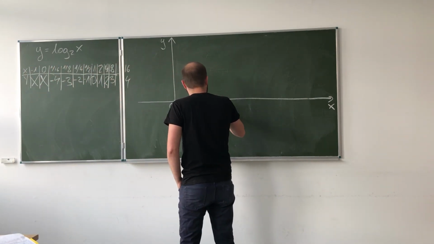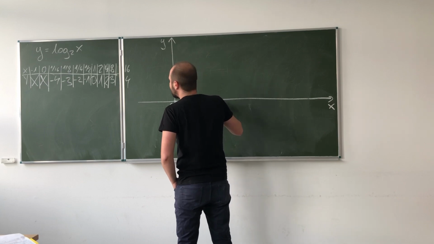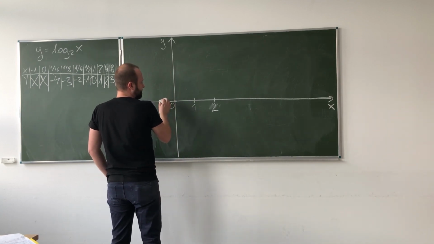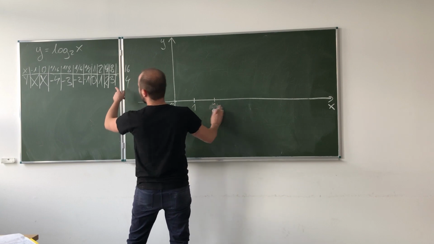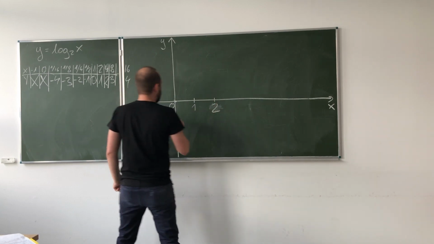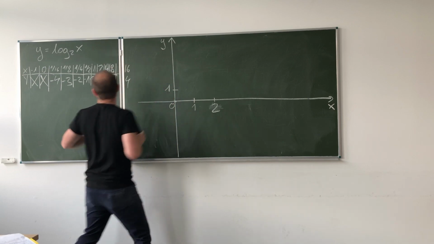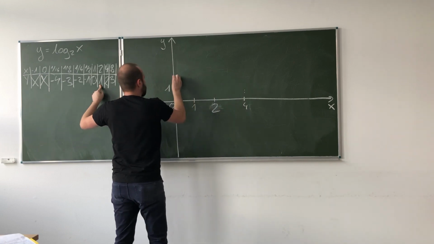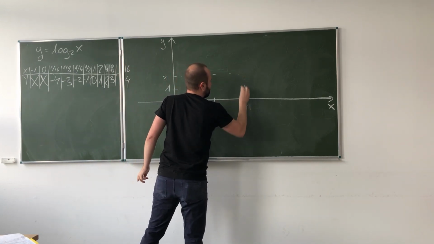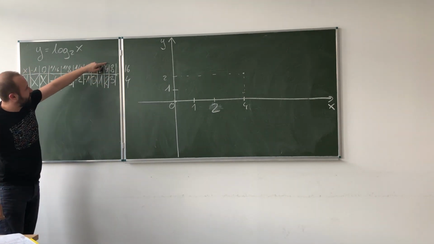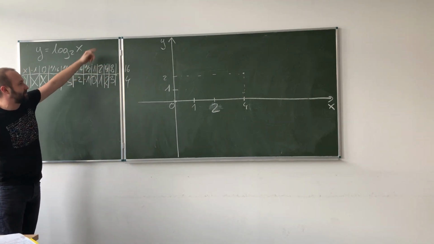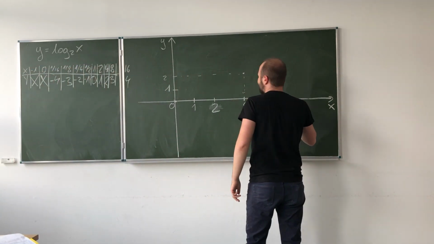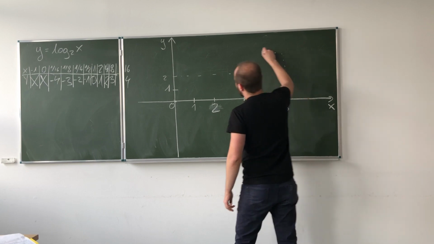In order to get 2, I raise 2 to the power of 1, right? Now, 4. Now, in order to transform 2 into 8, you take it to the power of 3. Okay, actually, this is all that we're going to draw.